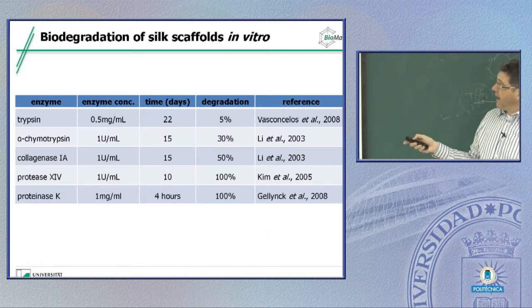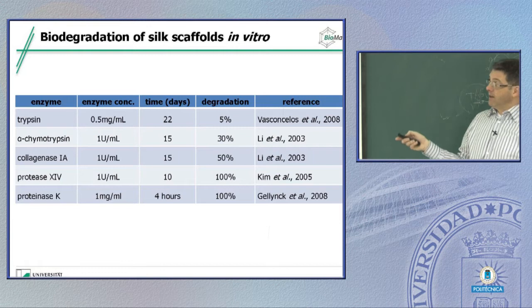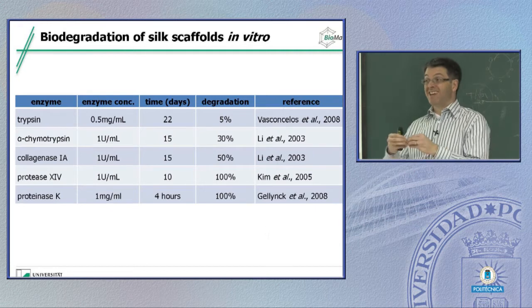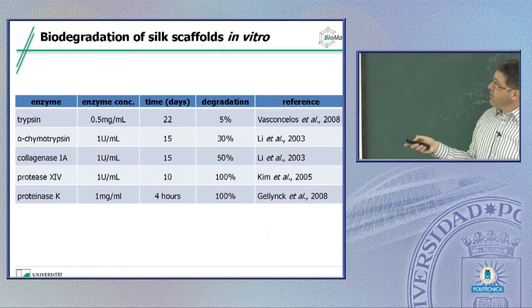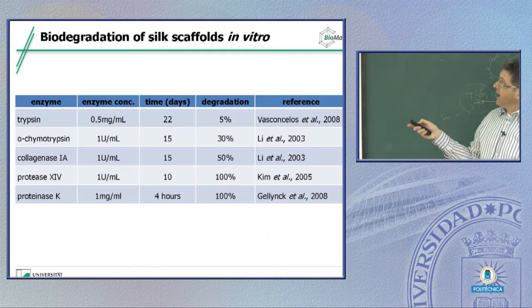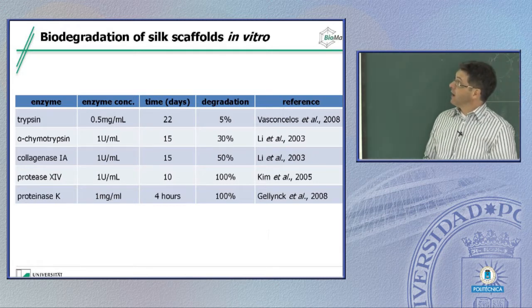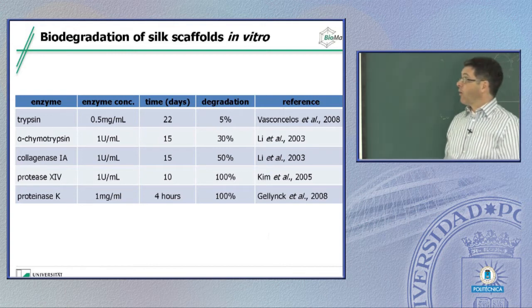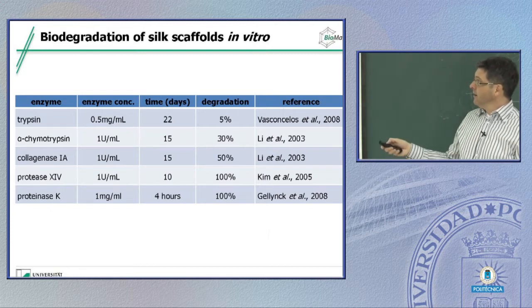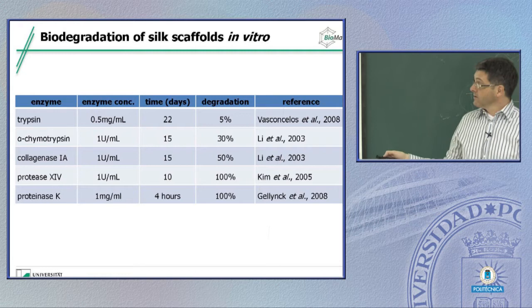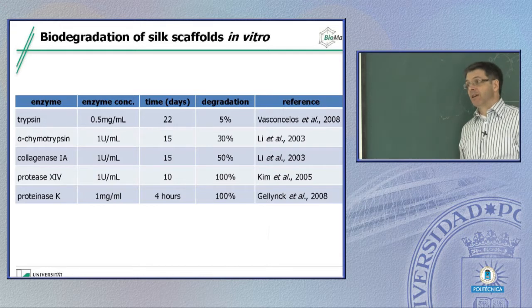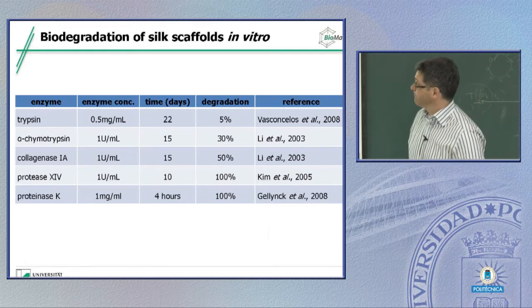Typically, you have something like collagenase 1A or protease 14, and as you can see here, the degradation takes several days, and in the case of collagenase 1, it's not even complete. Like after 15 days, we still have 50% of the silk molecules intact. And there are even other enzymes like trypsin. After 22 days, we only have 5% of degradation. This indicates that silk scaffolds are quite stable against some enzymes, while they're not against others, but the ones that probably digest the silk molecules very well are highly unspecific and typically not found in the human body.